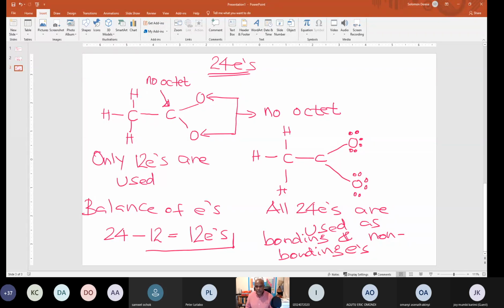Then when you look at this oxygen, it has got octet. When you look at this oxygen, it also has octet. When you look at this carbon, it has got octet. And all the 3 hydrogens have duet, but this carbon at the center does not have octet.